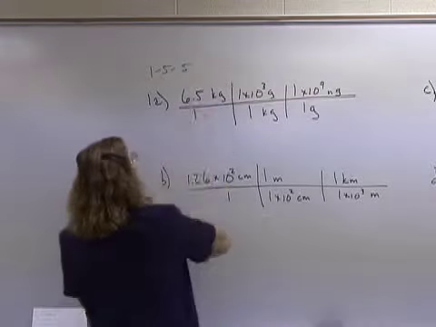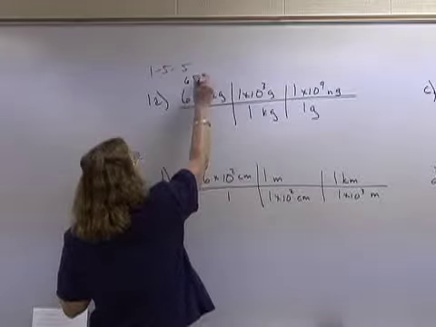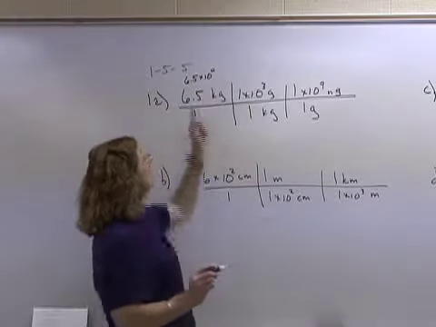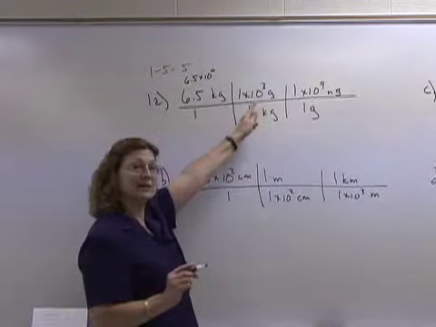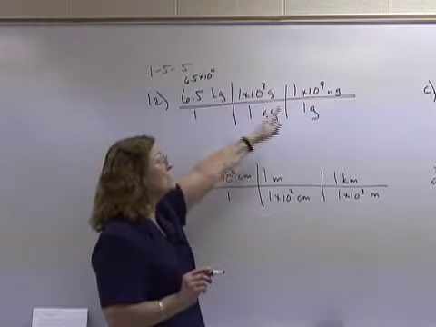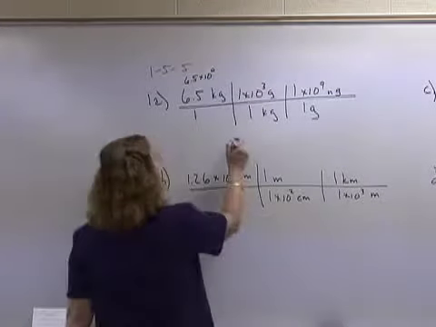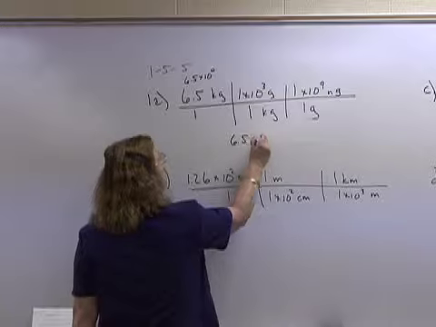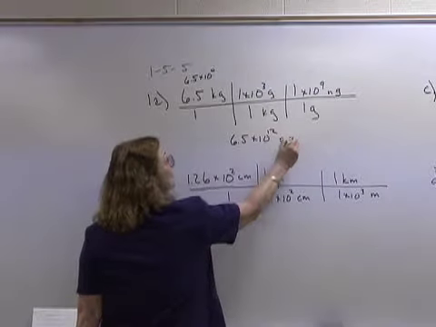And this would be the same as 6.5 times 10 to the 0. So 0 plus 3 is equal to 3, plus 9 is equal to 12. So my answer is 6.5 times 10 to the 12th nanograms.